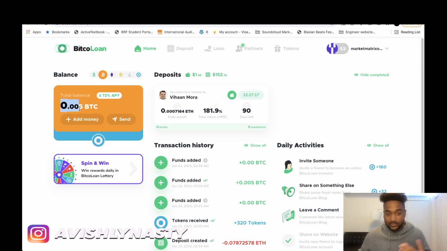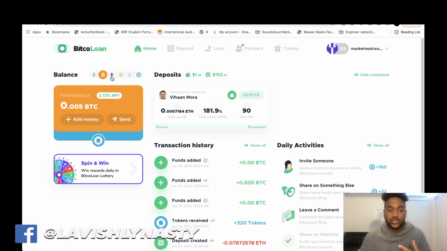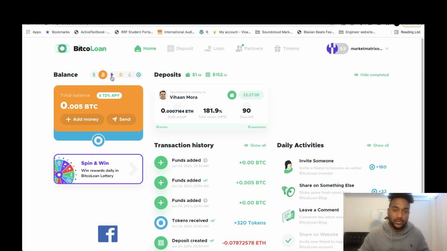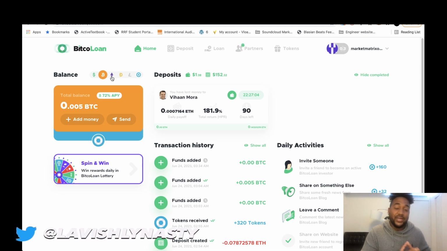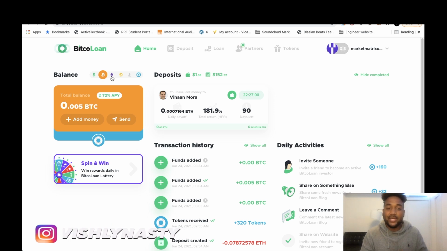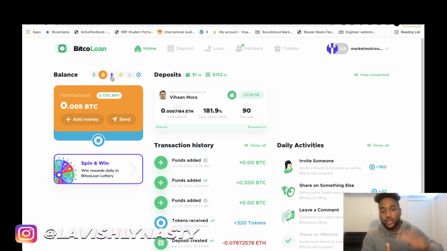I put money in here because BTC takes a little while, but you can fund whatever you want. So go to whatever platform you use to buy crypto, and once you buy the crypto, you're gonna want to send it over here. Now, the only coins you can fund this with to make your 1% a day are Bitcoin, Ethereum, Dogecoin, and Litecoin. Those are the only coins.